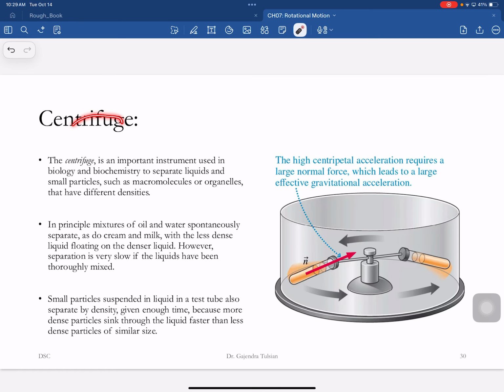Has anybody here used a centrifuge? You use it for your work? Yeah. Okay. All right.